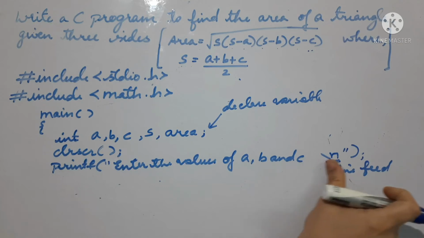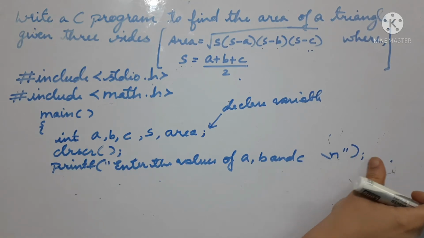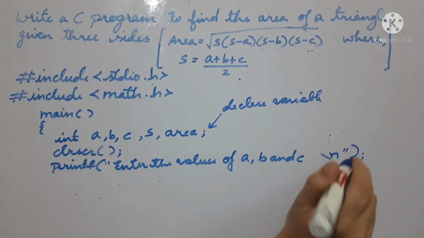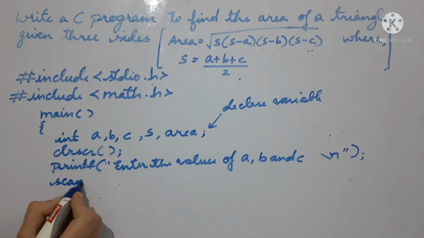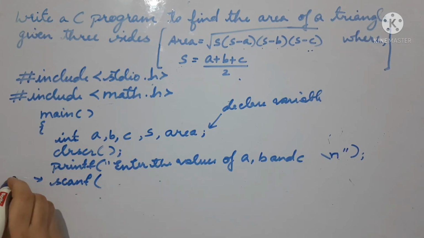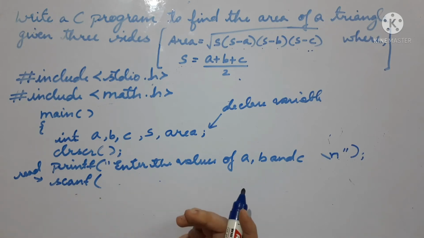Now once this line is printed on the screen, what will the user do? The user will give me 3 values, that is A, B and C. For that I will make use of a scanf function. What will the scanf function do? This function will do the reading part. It will read the values the user has given.